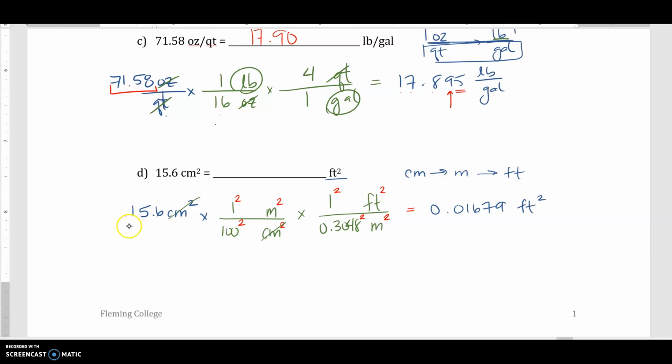Looking at significant figures, I have 3 in my original measurement. These leading zeros aren't significant, so my significant figures start at the 1. I'm counting 3 significant figures, and then I look to the right for rounding, so this rounds to 0.0168 square feet. The next video will take you through page 2 of the practice test.